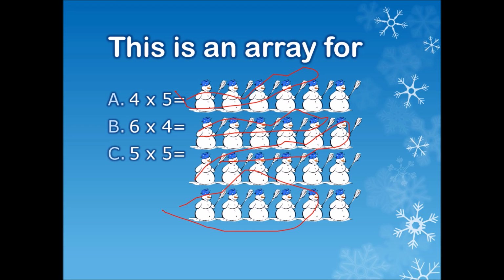Now let's count our columns. We count our columns up and down. I'm going to draw lines for our columns. 1, 2, 3, 4, 5, 6. Now this looks like a hot mess, but we know we have 6 columns and 4 rows. So our answer should be 4 times 6 or 6 times 4.